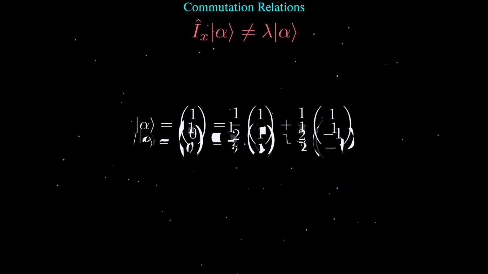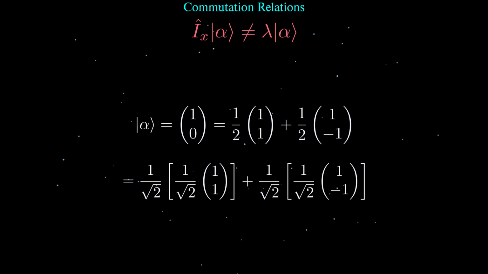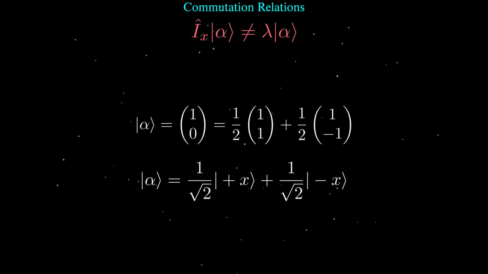This is because alpha is not an eigenstate of Ix, so we're not just going to get alpha back with some eigenvalue in the front. Instead, alpha can be written as a superposition of the eigenstates of Ix. We can write it as the sum of two column vectors, 1, 0 and 0, 1. And these two column vectors correspond to the plus x and the minus x states.